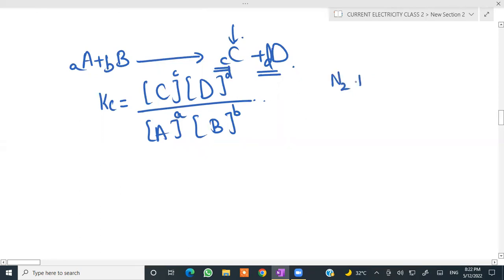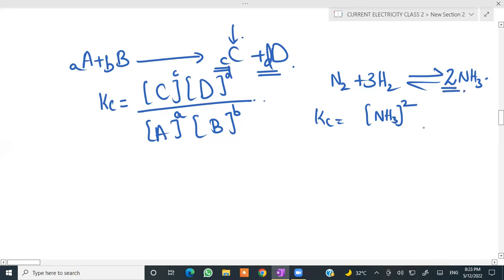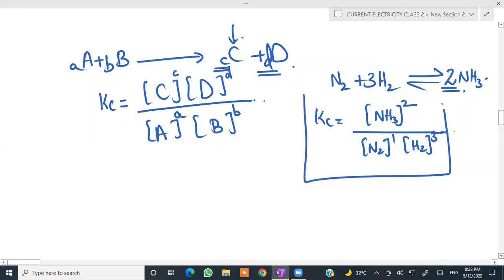Okay, so let me just give you another example. This is just a made-up example over here. If I ask you to give me the expression of Kc for this equation over here, although it's not usually written for ammonia, but this is just a made-up example. So how are you going to write it down? Yes, sir. NH3 to the power of 2, to the power of its coefficient, divided by reactants, nitrogen to the power of 1 multiplied by hydrogen to the power of 3. So yeah, this is how you write down the expression for Kc.